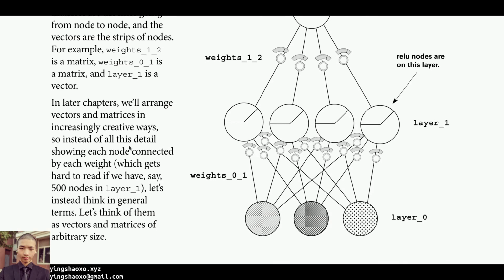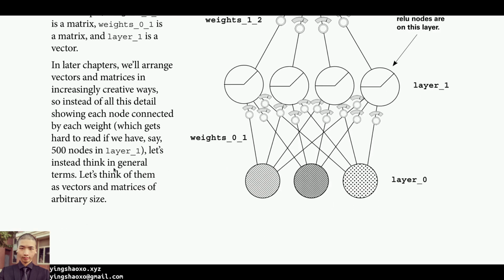So instead of all this detail showing each node connected by each weight, which gets hard to read if we have, say, 500 nodes in layer 1, let's instead think in general terms. Let's think of them as vectors and matrices of arbitrary size.